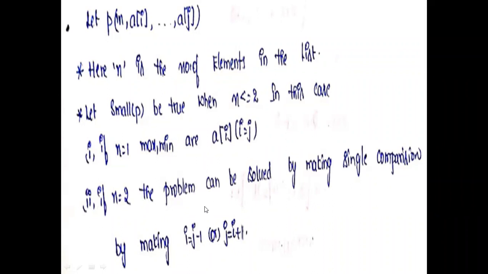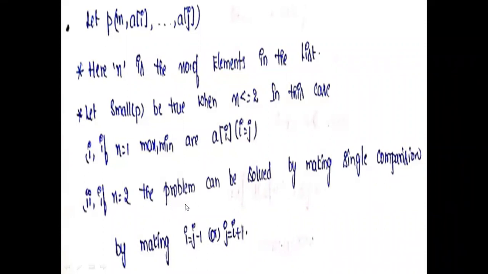Suppose the array has 2 elements. The problem can be solved by making a single comparison: one element is the maximum value, and the other is the minimum value. The number of elements in the array is 2 by the condition i equal to j minus 1, or j equal to i plus 1. Here i and j represent the lower bound and upper bound.